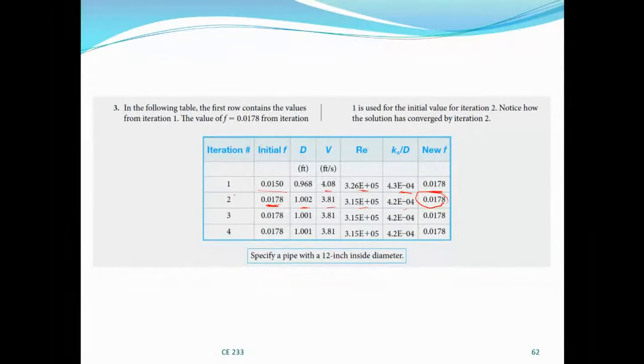You see they are the same. Iterations 1 and 2 are the same. So f has converged. If it has converged, then there is no need to continue, so you can simply use this as your final answer. Your diameter is now 1.00 feet, which is simply 1 foot.